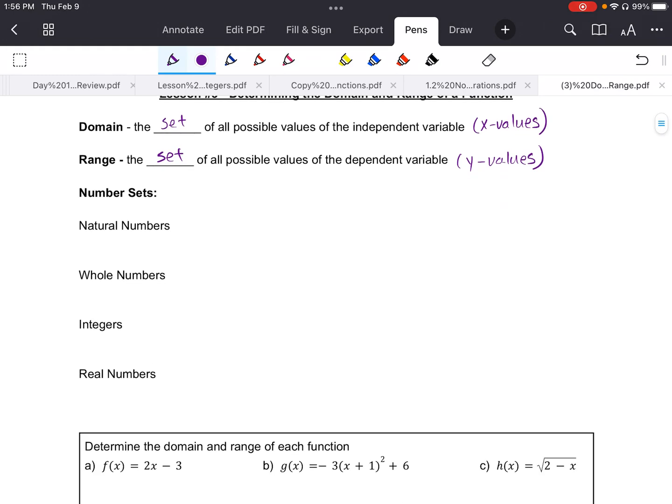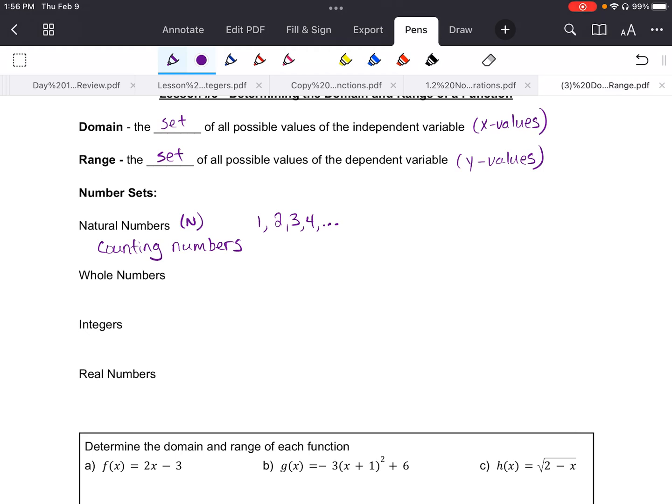Good. A couple definitions, number sets. So natural numbers are counting numbers. So if I asked one of you to start counting, you would probably say 1, 2, 3, 4. So that's what natural numbers are. 1, 2, 3, 4, etc. If we were to use these in domain and range, they would be represented by a capital N.